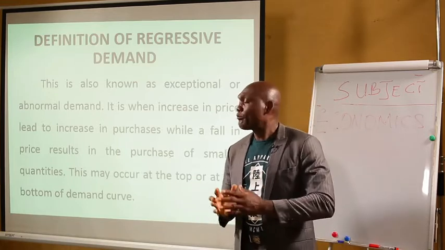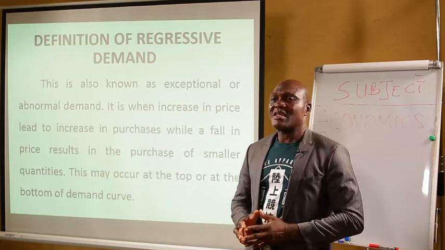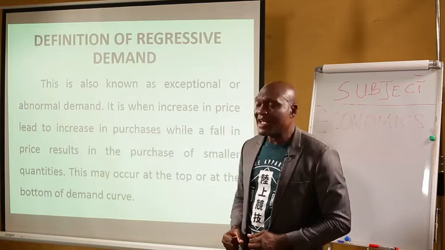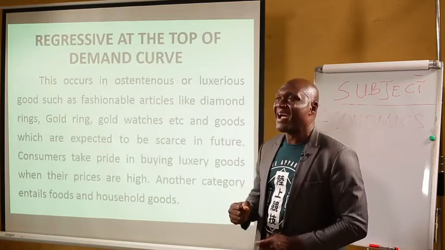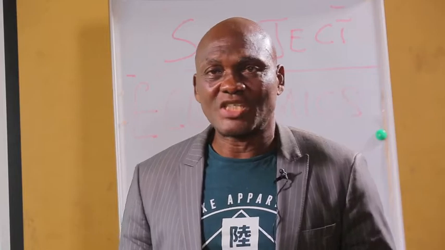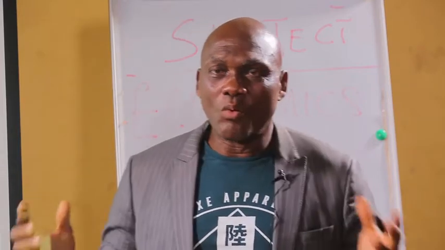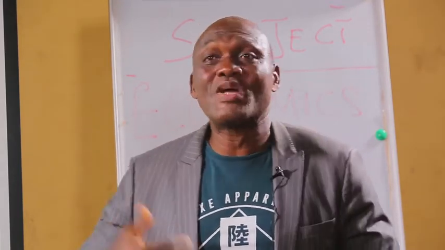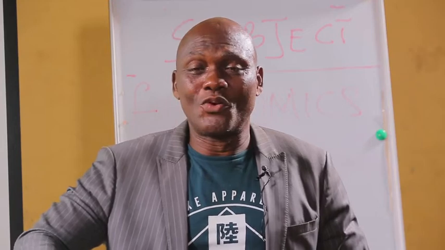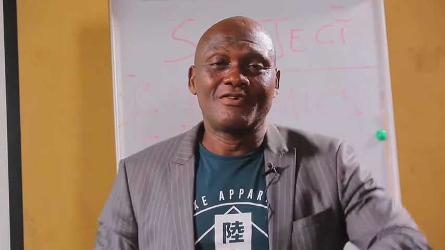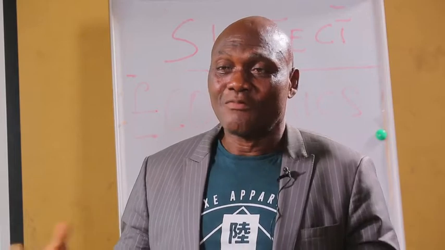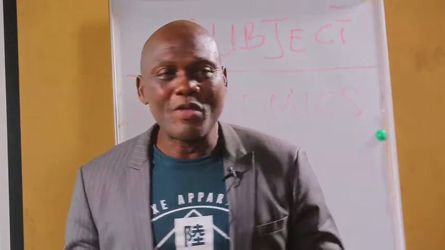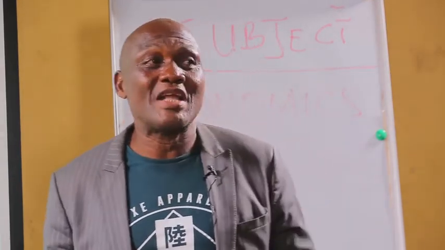And we say that the products that exhibit this character, the higher the price, the higher the quantity, are luxurious goods, such as gold rings, gold watches, diamond rings. Why? Because people take pride in buying those things when their prices are high. My gold watch, how much is it? 250,000. Wristwatch, 350,000. My husband bought this ring for me from Dubai. How much? 500,000. Gold ring. So people take pride in buying those goods when their prices are high.